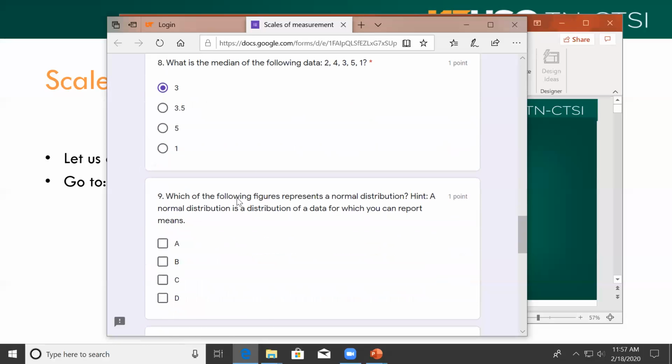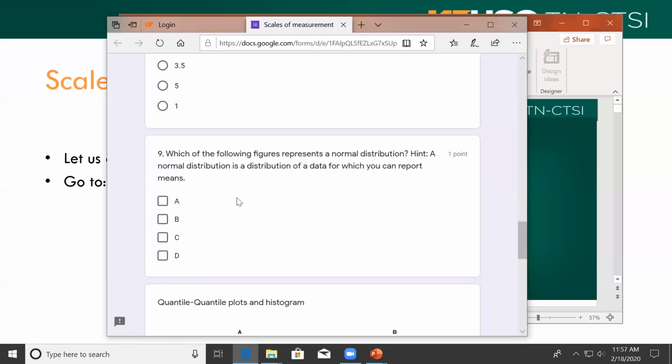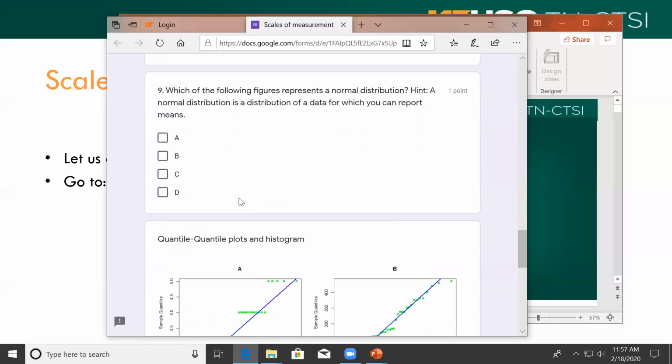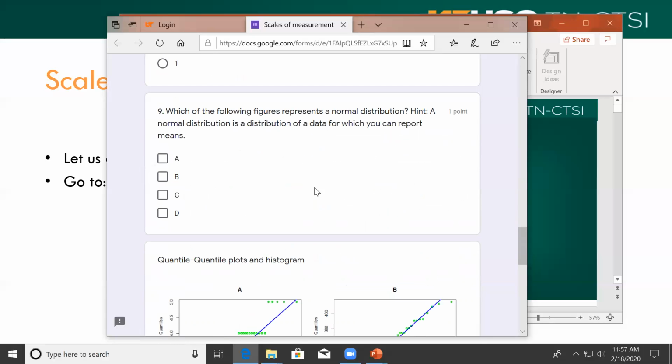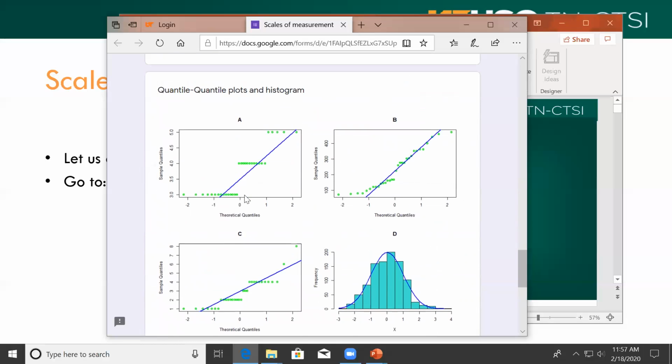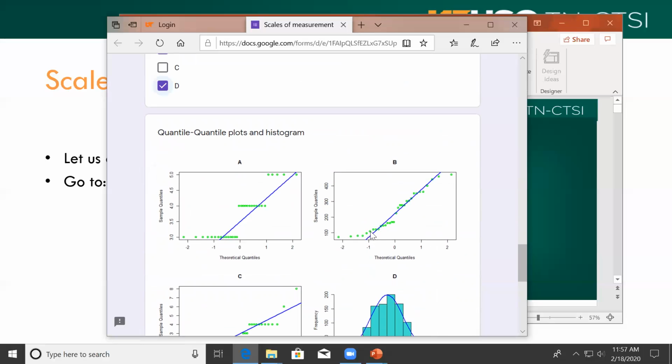Which figure represents a normal distribution? B and D, probably. B is not exactly normal, but usually it is acceptable, especially when the middle part of the data is aligned with the line. In the tail there are some outliers, but most of the points are on the line. D, definitely.